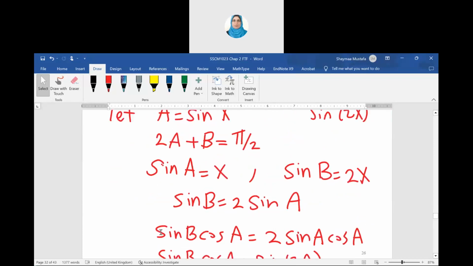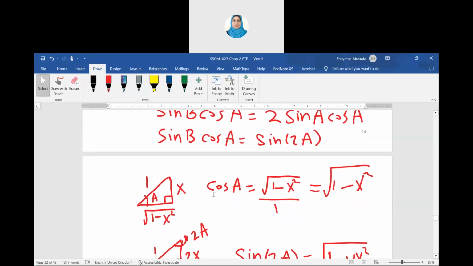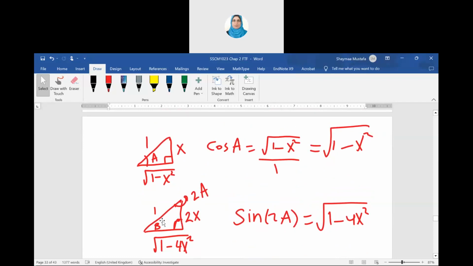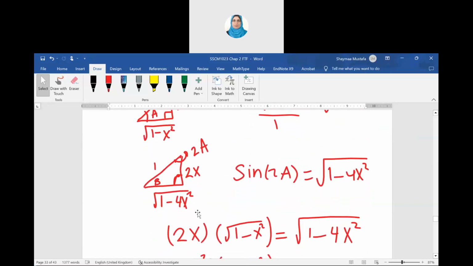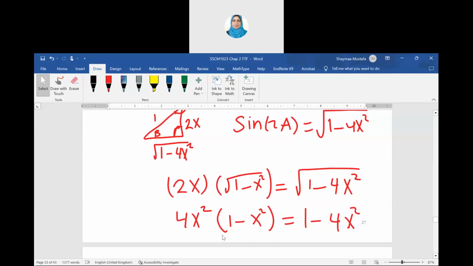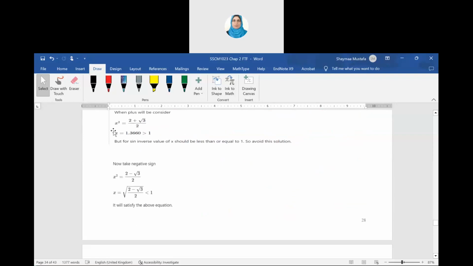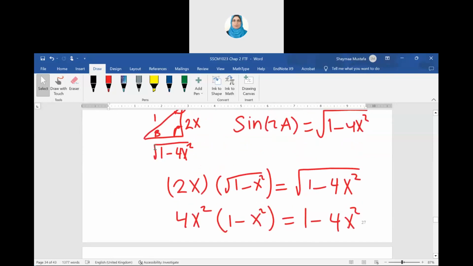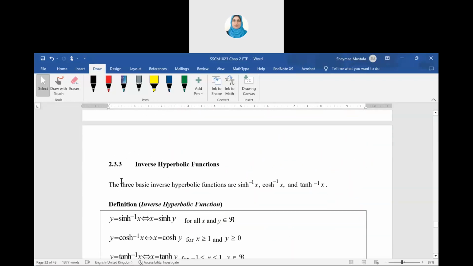Now using the triangle, because you can draw a triangle for this relation and another triangle for this relation. The triangle for sine a equal to x, you can find cos a. The triangle for sine b equal to 2x, you can find sine 2a because 2a plus b is equal to pi over 2. If this one is equal to b, this angle is equal to a. So you get this equation. This equation only has one variable x. If you solve this quadratic equation, you get two values of x. This one we have to reject because x is greater than 1, so sine a cannot be equal to x here. So you have to reject this value and accept only the negative part.